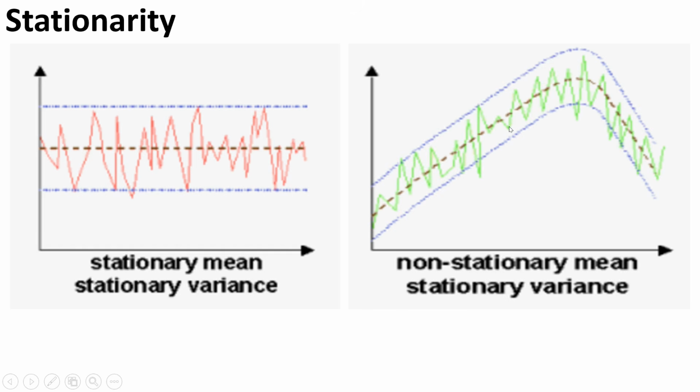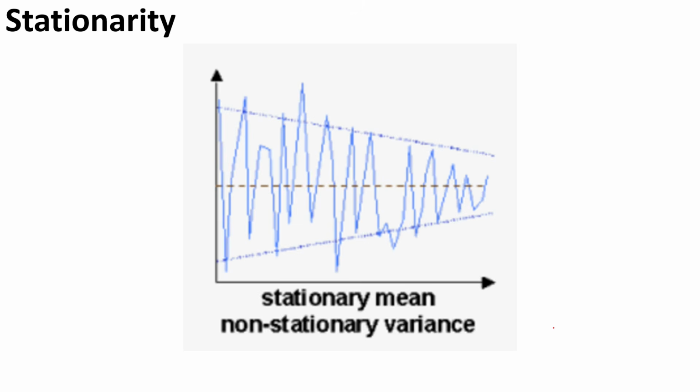Now if it is confusing, let's have a look at another image. Here what you see is the mean is constant, that means the mean is stationary, but the variance, the top and bottom lines, are not constant. You see initially it is more, then it is reducing. So that means the variance is not stationary.